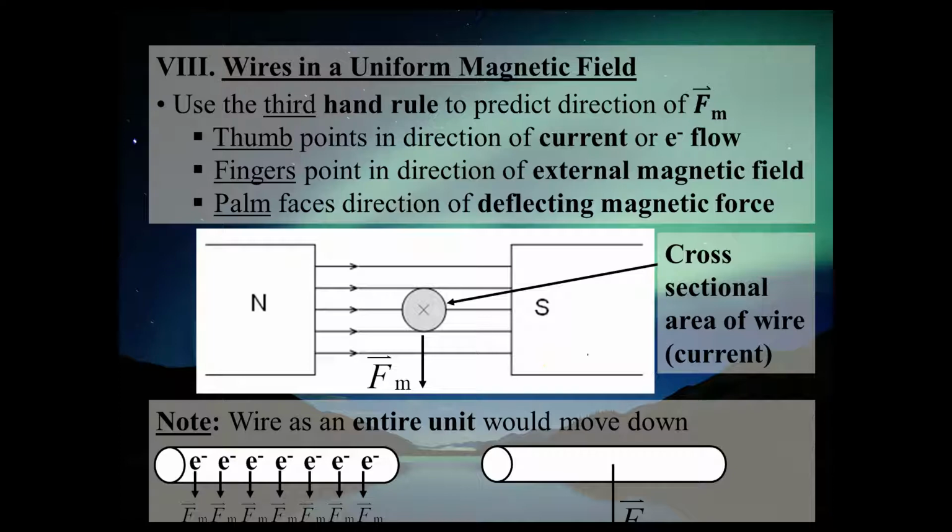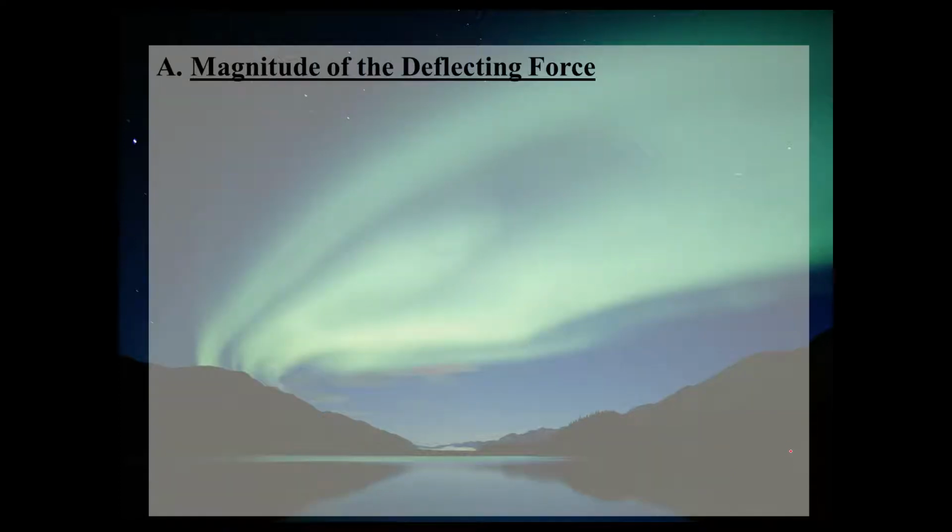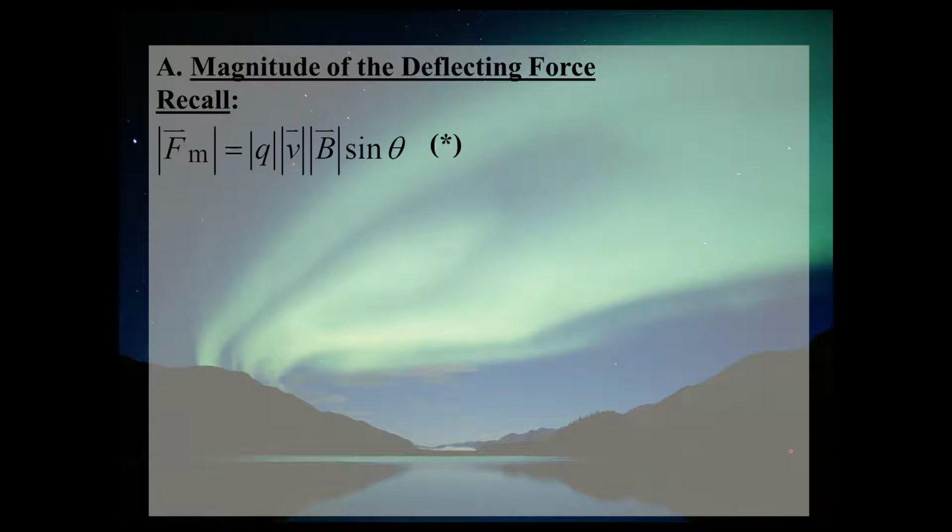So as you can see, we can use the third hand rule again to predict what direction a wire would get deflected. And that's the direction of this magnetic deflecting force on a current carrying wire. In terms of the magnitude, we're going to get a new equation we can use to calculate the deflecting force for a current carrying wire. And we can get that equation by starting with the previous equation for the deflecting force on a single charge.